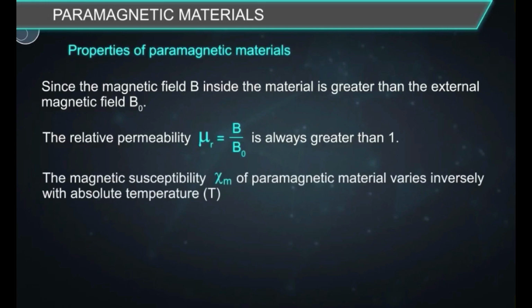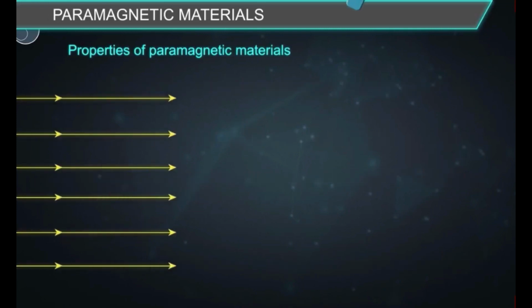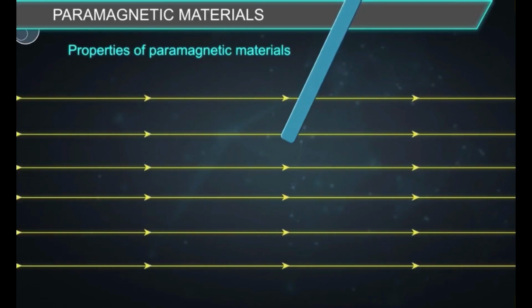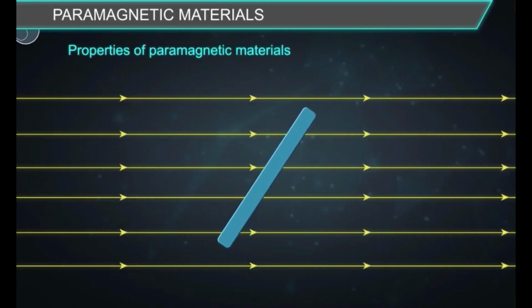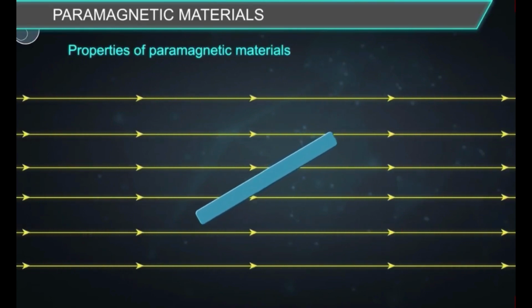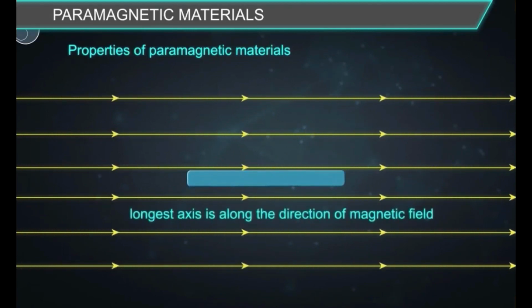The magnetic susceptibility chi m of paramagnetic material varies inversely with absolute temperature. That is, chi m is proportional to 1 by T. The magnetic susceptibility of paramagnetic materials has a small positive value. 4. When a paramagnetic material in the shape of a rod is suspended freely in a strong uniform magnetic field, the rod experiences a force and comes to rest in such a way that its longest axis is along the direction of the magnetic field.